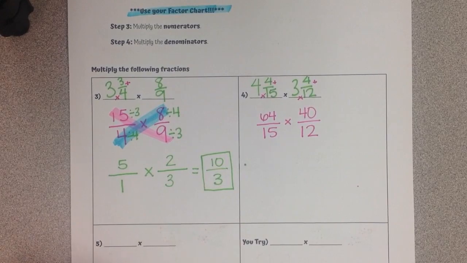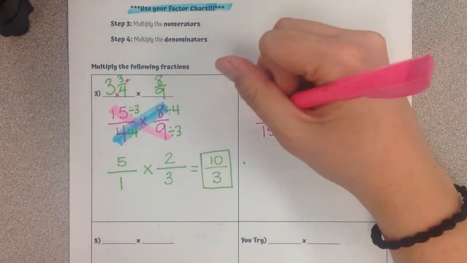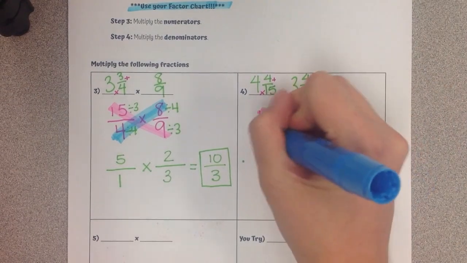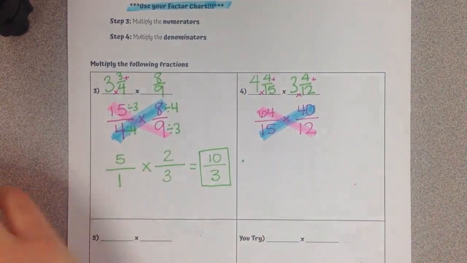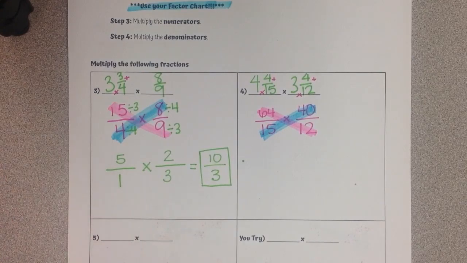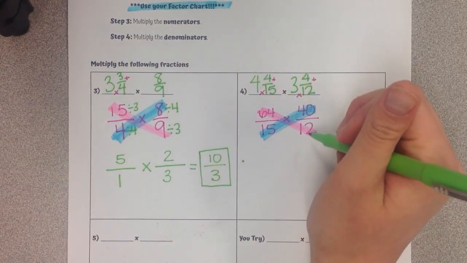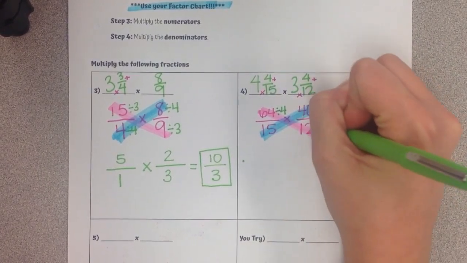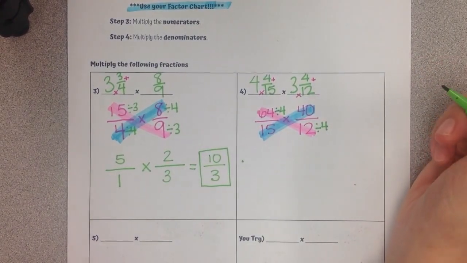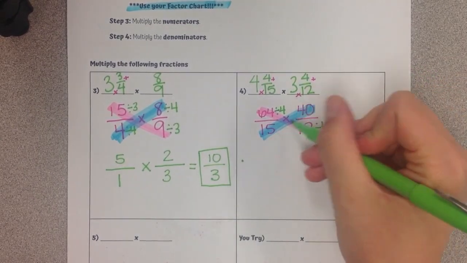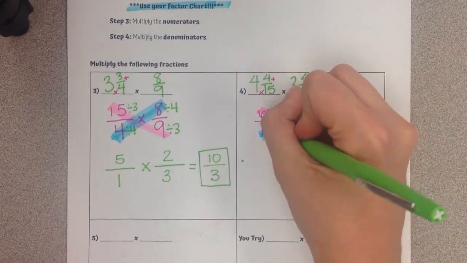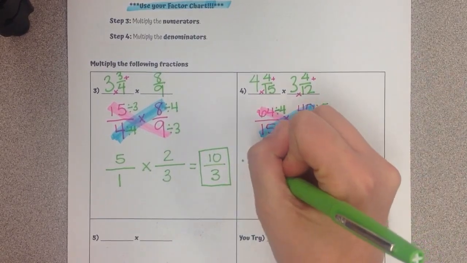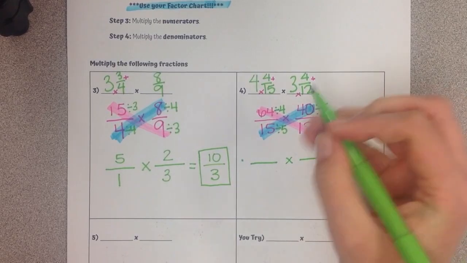Now I can highlight my diagonals. So I have 64 and 12, and I have 15 and 40. Going to use my factor chart to find the GCF of 64 and 12, which is 4. So I'm going to divide each by 4. I'm going to look at my factor chart to find the GCF of 15 and 40, which is 5. So I'm going to divide both by 5. I'm going to rewrite these fractions.